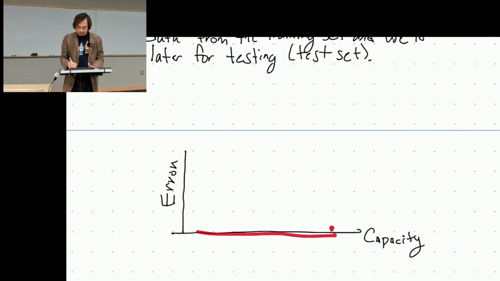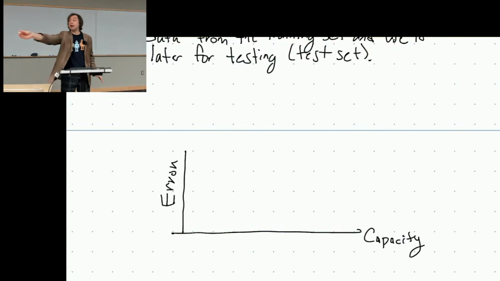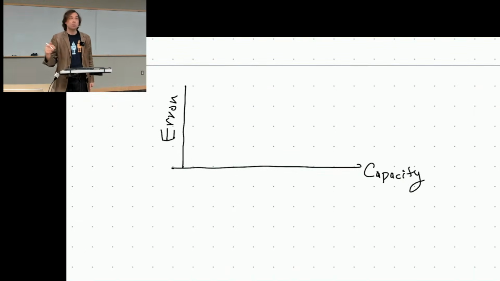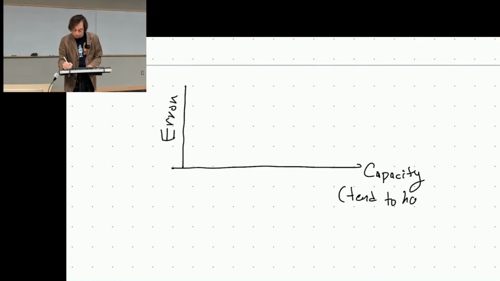And up in the high capacity, you could have higher order polynomials. You could start to have neural networks, which tend to have a lot more parameters.